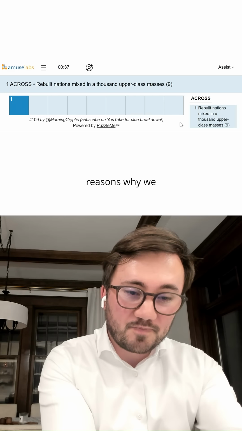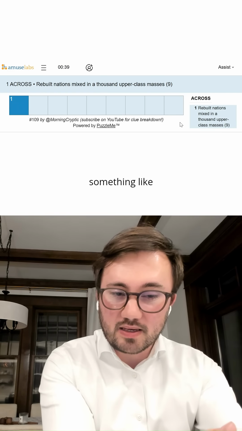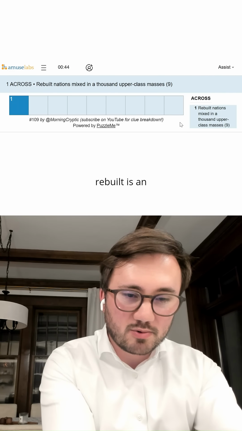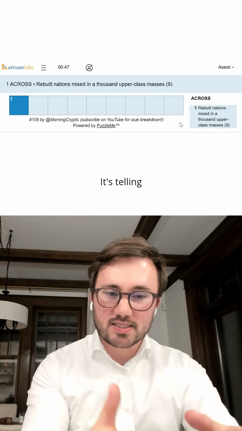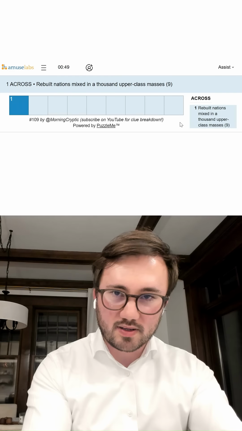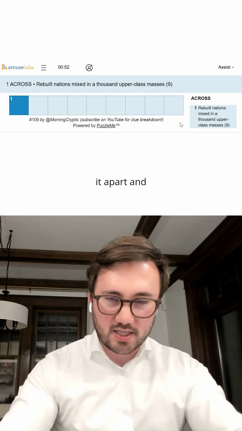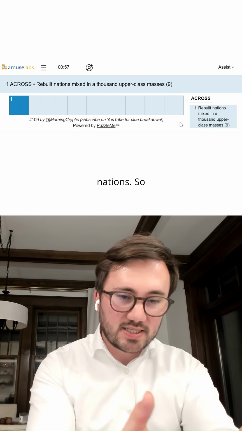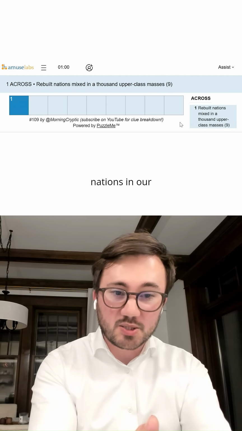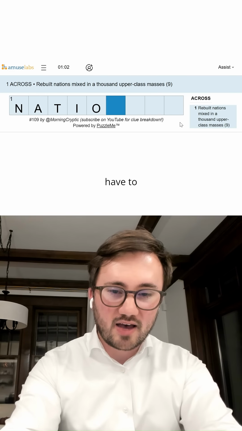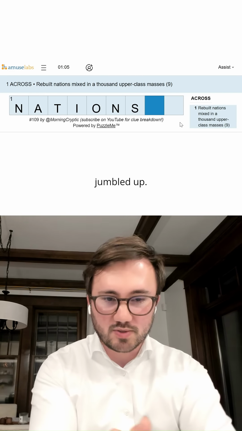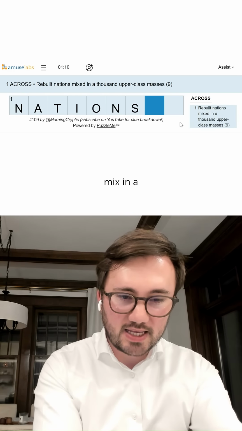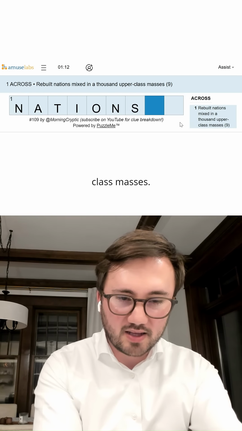Now, one of the reasons why we suspect it's going to be something like upper-class masses, or maybe even just masses, is because rebuilt is an anagram indicator. It's telling us to take another word and to rebuild it, to break it apart and rebuild it in a different way. And so we're going to have rebuilt nations. So we're going to have this word nations in our clue, but we're going to have to rebuild it. It's going to have to be jumbled up. But not only that, the clue is also telling us to mix in 1,000 upper class masses.